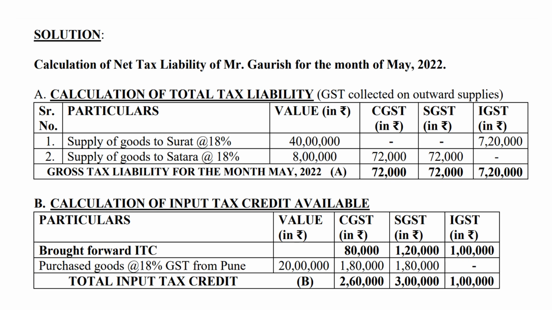We first have to bring forward the ITC opening balance, which is given in the sum. So first we write brought forward ITC, that is input tax credit, which is actually the opening balance of input tax credit: 80,000 in CGST, 1,20,000 in SGST and 1 lakh in IGST. When you add this up, you will get the total input credit balance: in CGST 2,60,000, in SGST 3 lakhs and in IGST 1 lakh.